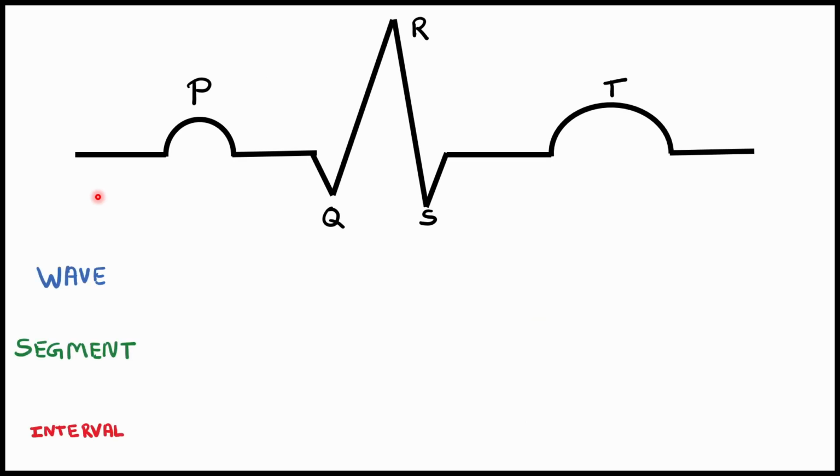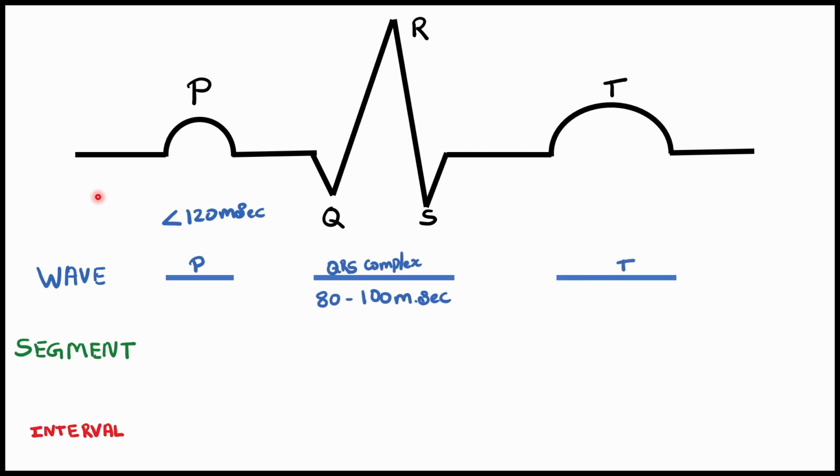First, waves. P wave duration is less than 120 milliseconds. QRS complex duration is 80 to 100 milliseconds. And for T wave, it is most important to know the height rather than the duration. In limb leads, less than 5 mm. In chest leads, less than 10 mm.